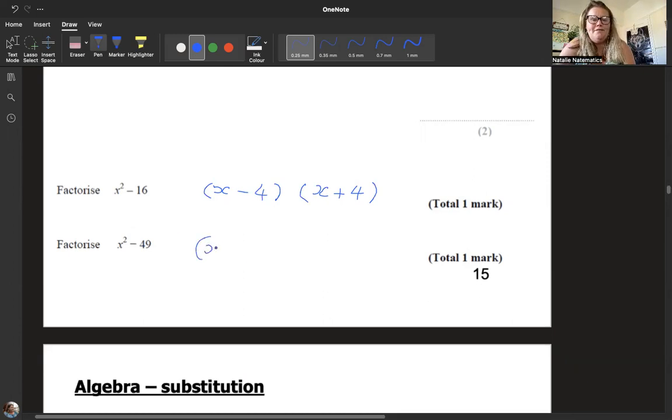Whether you're doing higher level or foundation or intermediate, if you're in Wales, recognise these ones because they save you a lot of time. Particularly if you have algebraic fractions, because they will save you a lot of time if you can spot them.